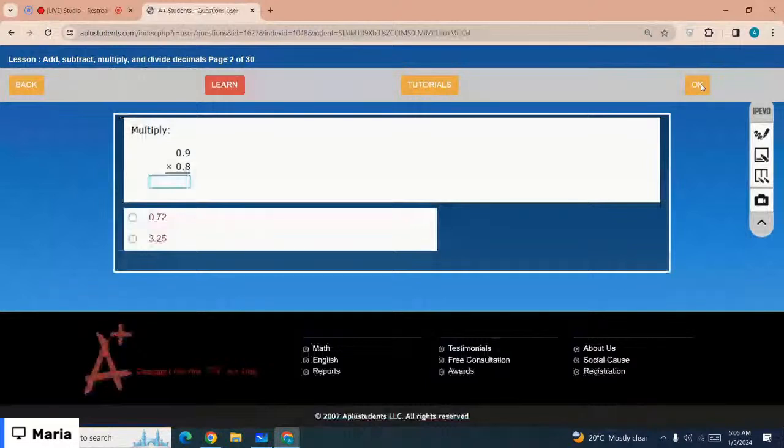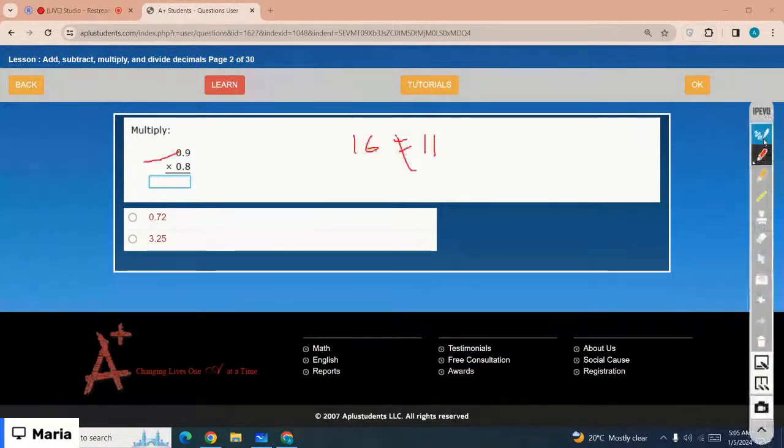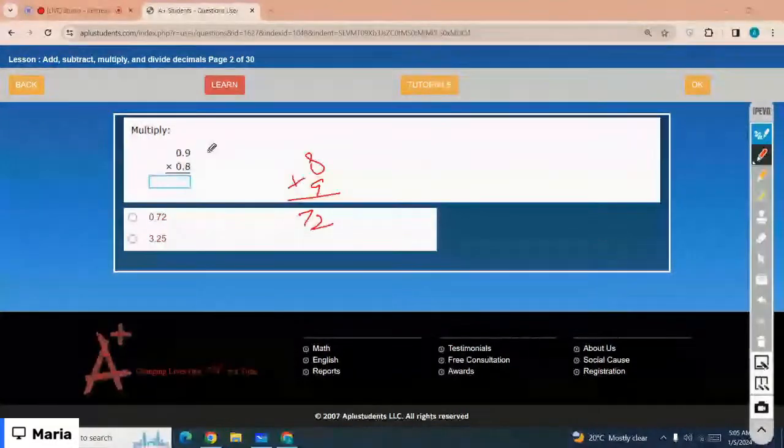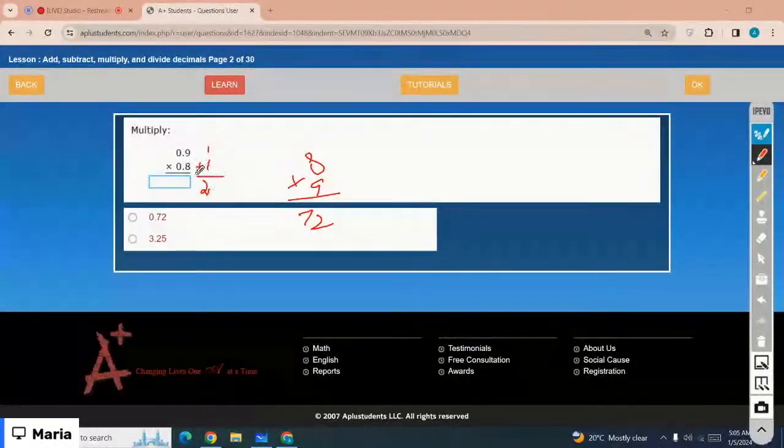The next one is you have to multiply 0.9 times 0.8. Both the numbers have one decimal place, so just multiply them without decimals. Simply do 8 times 9, which is 72. When you are multiplying, the decimal places are added, so the answer must have two decimal places. You have to move the decimal point two places left. So that is 0.72. The correct option is option number 1, that is 0.72. Got it?